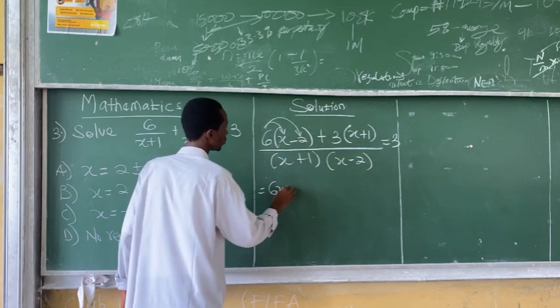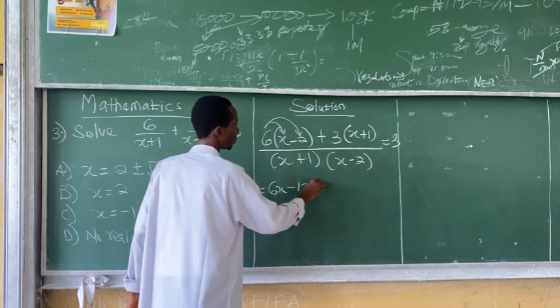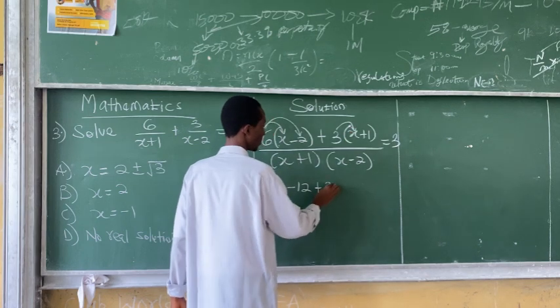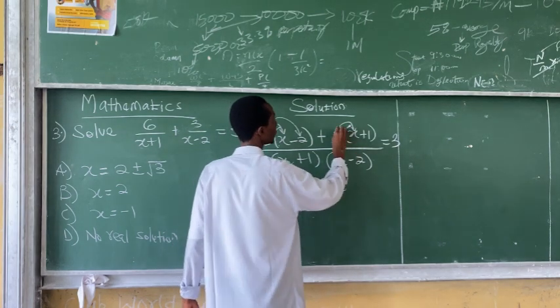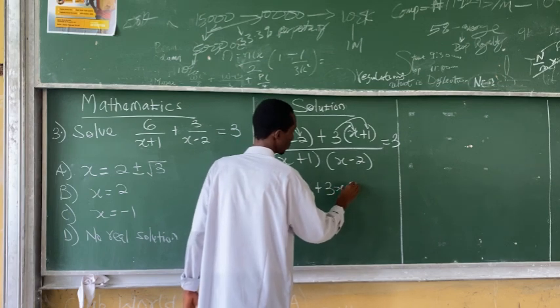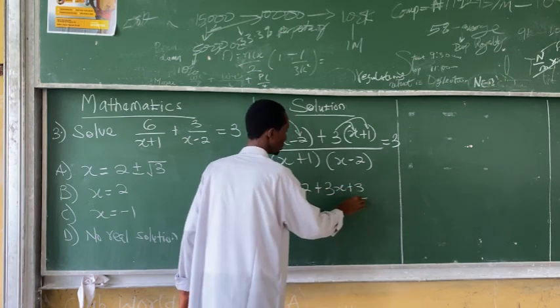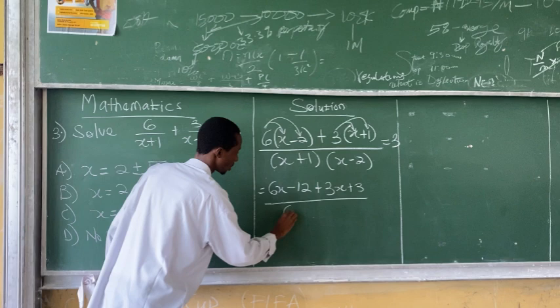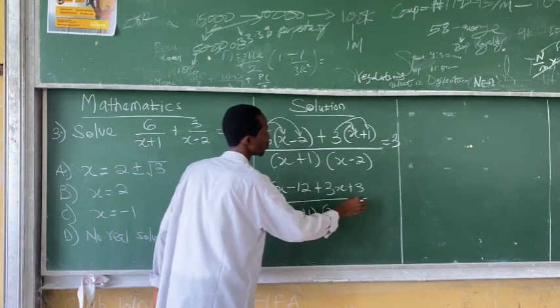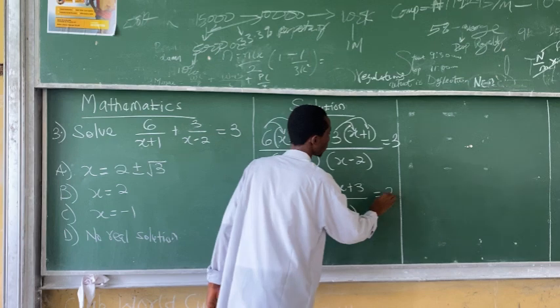6 times minus 2, you have minus 12. Plus 3 times x, we have 3x. And 3 times plus 1, we have plus 3. Divided by what? x plus 1 into x minus 2. All is equal to what? 3.